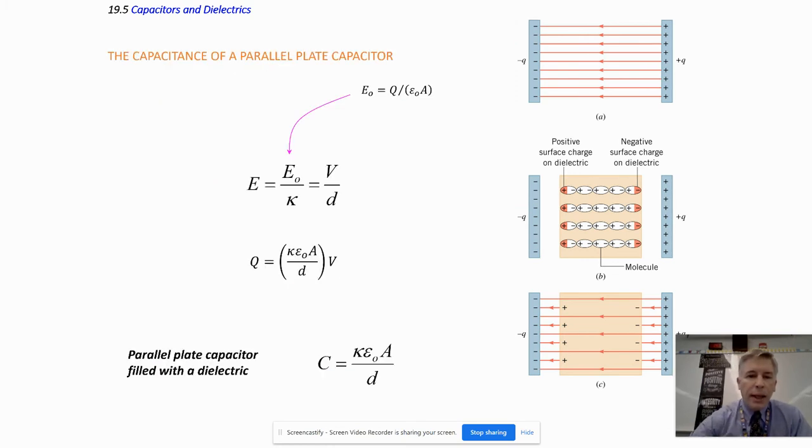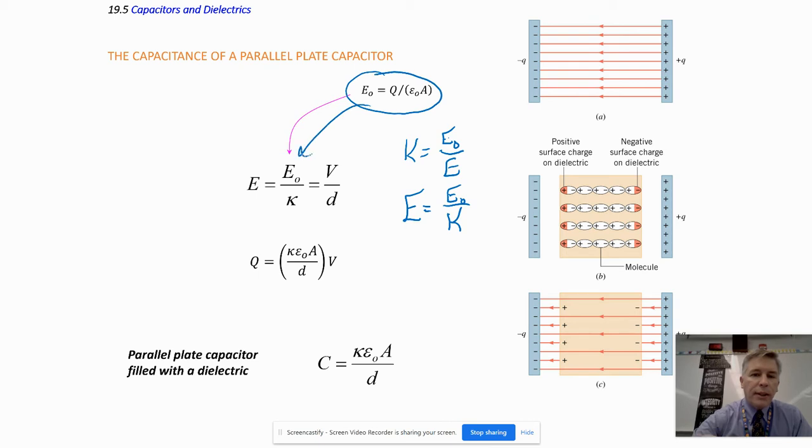So now, if kappa, which is the K, the dielectric constant, is E0 over E, then you can rearrange it and solve for E. The electric field would be E0 over the dielectric constant. We put this in for E0 because that's the electric field when you have nothing in there. And electric field when you have a setup like this, we saw this when we were doing the Millikan experiment.